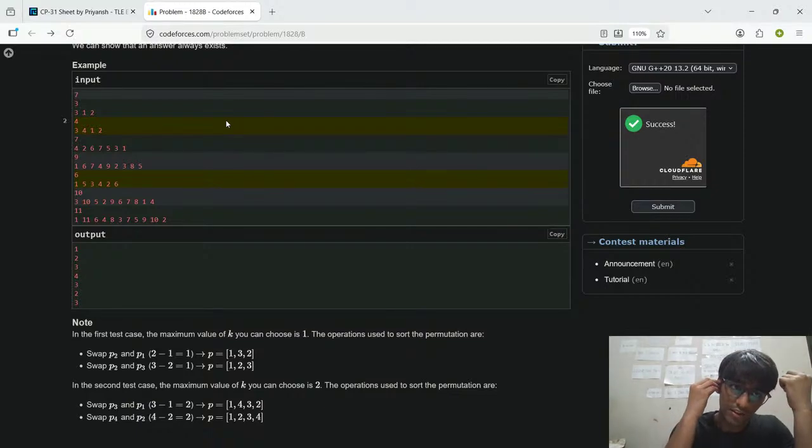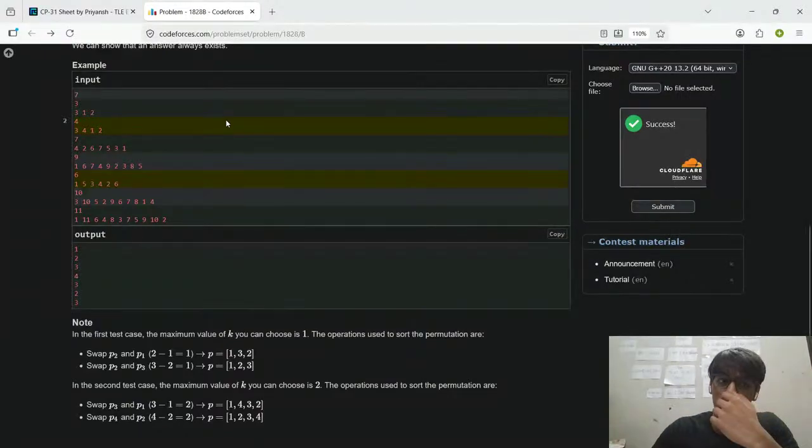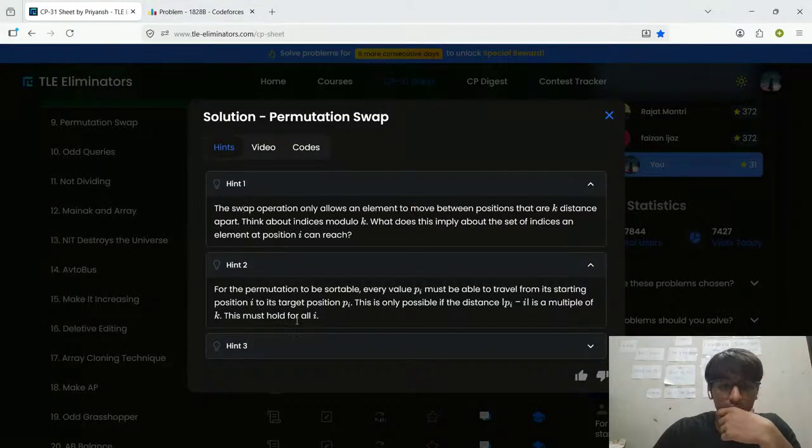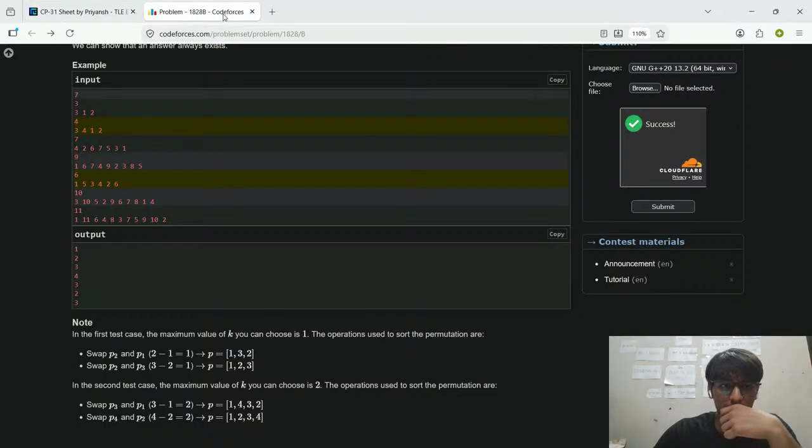So basically, the hint is saying that for three, the sortable position of three would be here. The difference between one and three is two. So the k must be such that three minus one, two, should be a multiple of k. K should divide that, basically.